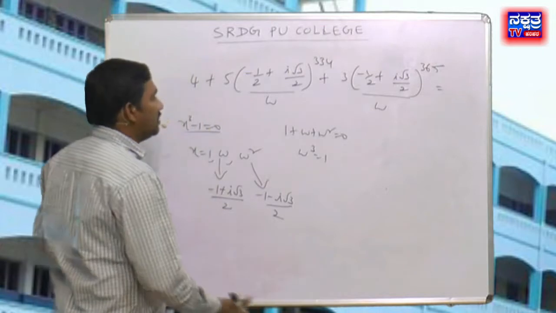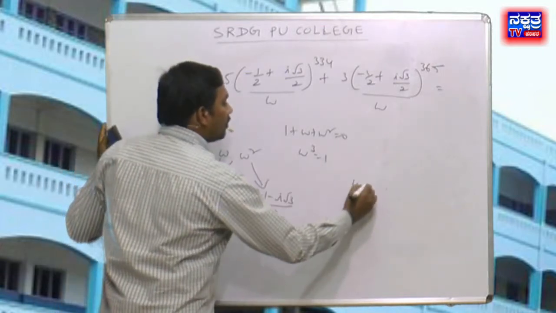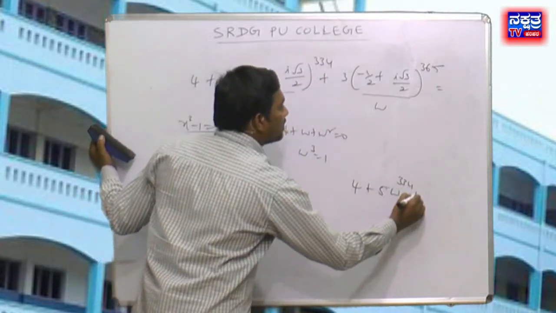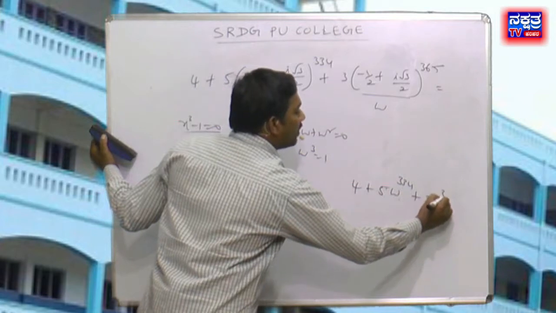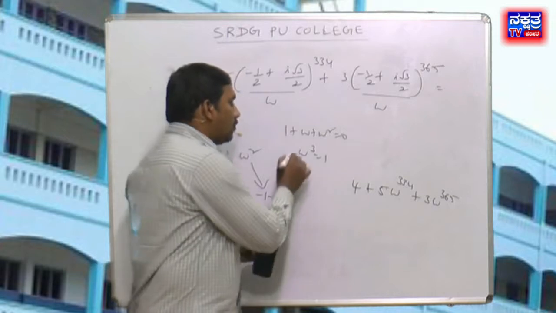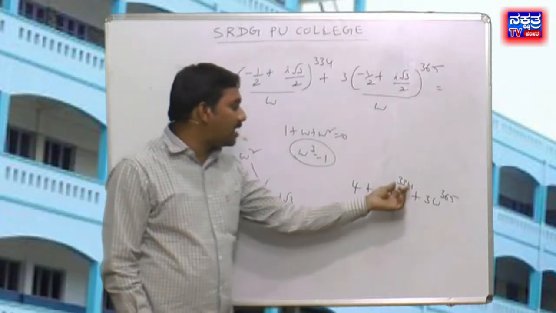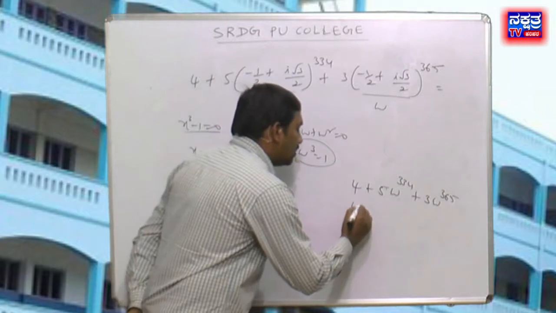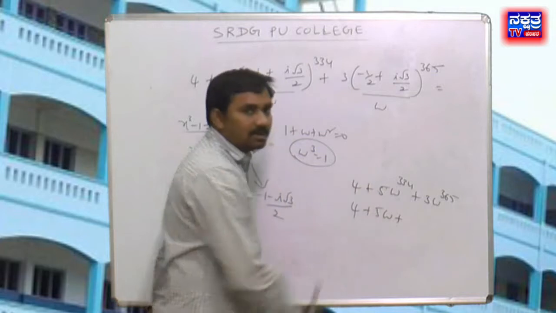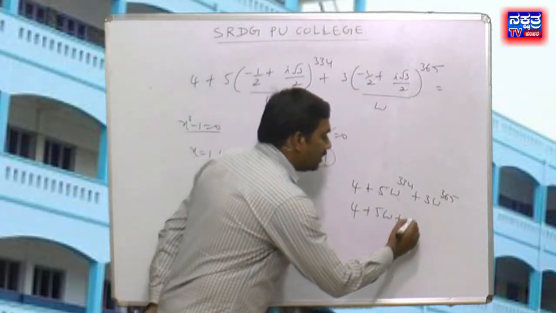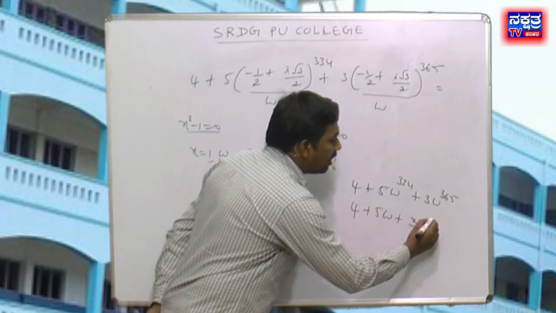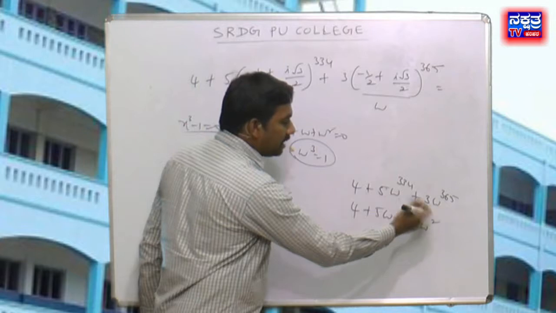If you observe this one, 4 plus 5 omega power 334 plus 3 into omega power 365. Now here omega cube equal to 1, which means any multiple of 3 in the power of omega is 1. So we will get 4 plus 5 omega power 1 will remain by taking 333 as a multiple of 3, and 3 omega square we will get, because the remaining multiples of 3 will go.